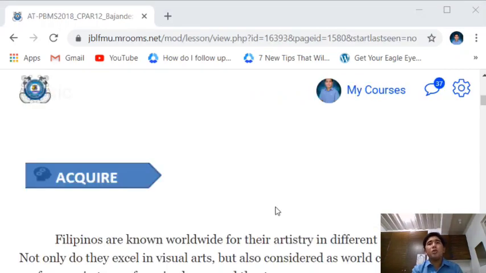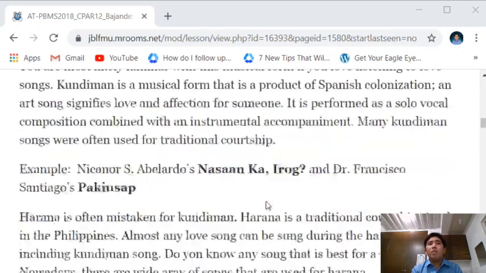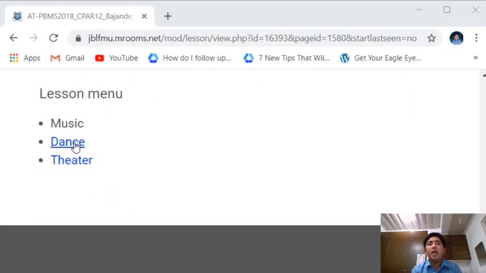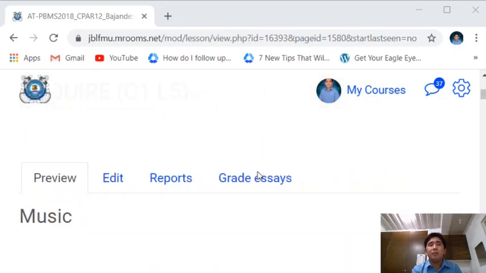Alright, so we're going to proceed now to our discussion. Our discussion for this lesson will be divided into 3 parts. We will have music, dance, and theater. All of these 3 categories are under performing arts, so you have to take note of it. Now, we're going to start with pop music.